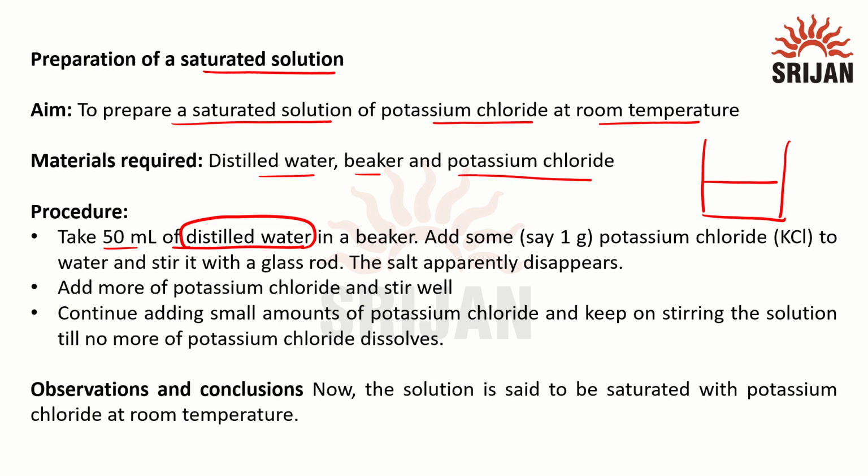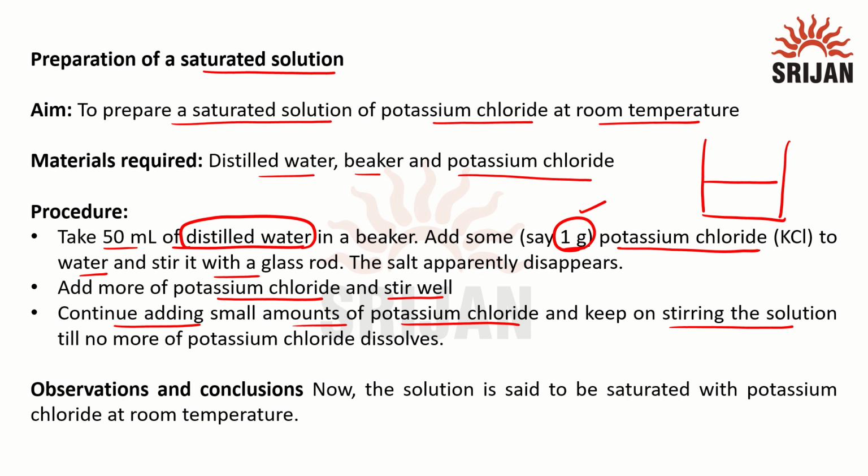Now we have to add 1 gram of potassium chloride, that is KCl, to the water and stir it with a glass rod, and the salt will dissolve and disappear. Now we have to add more of the potassium chloride eventually. So we have to repeat this step of adding potassium chloride 1 gram at a time and keep on stirring it and repeat the process. So continue adding small amounts of potassium chloride and keep on stirring the solution.